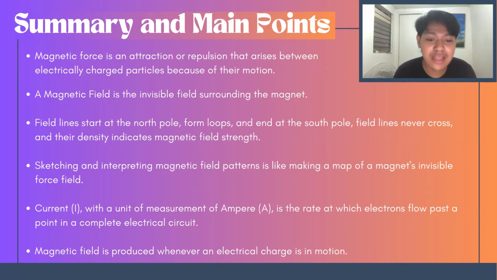First one is magnetic force. Magnetic force is an attraction or repulsion that arises between electrically charged particles because of their motion. Magnets can either repel or attract due to its magnetic force. When pushing two magnets towards each other, you'll see that they push each other apart or snap together. Attraction or repulsion between the magnets is caused by a magnetic field.